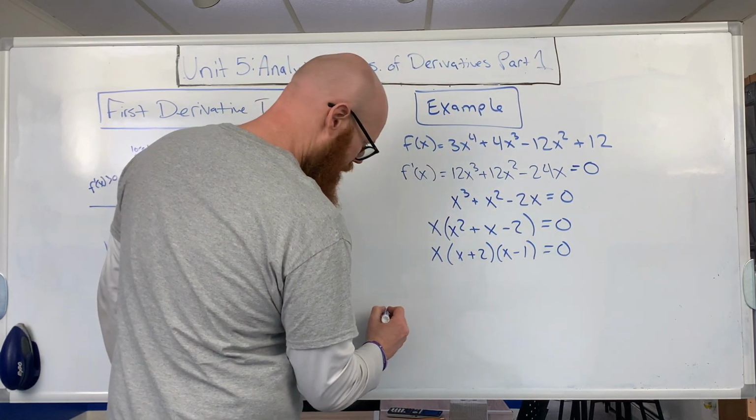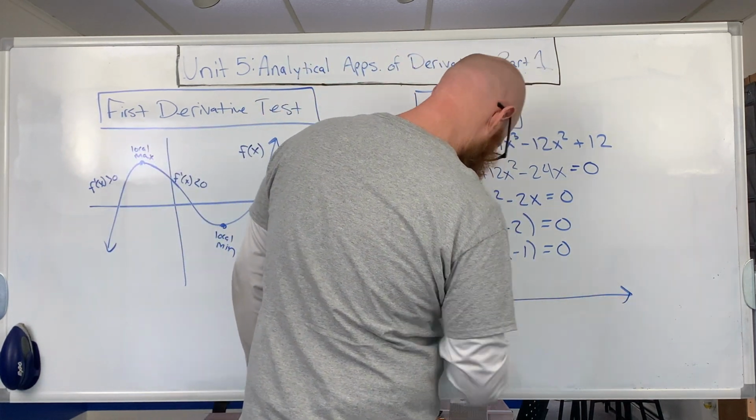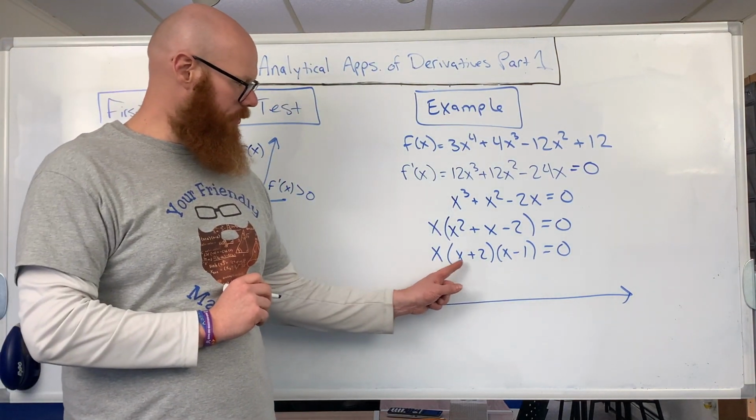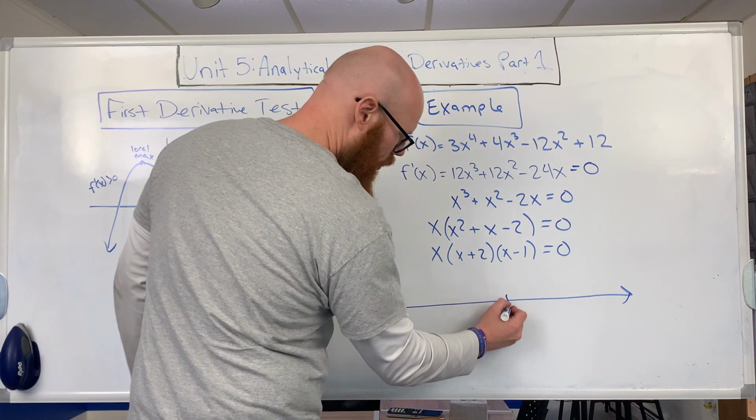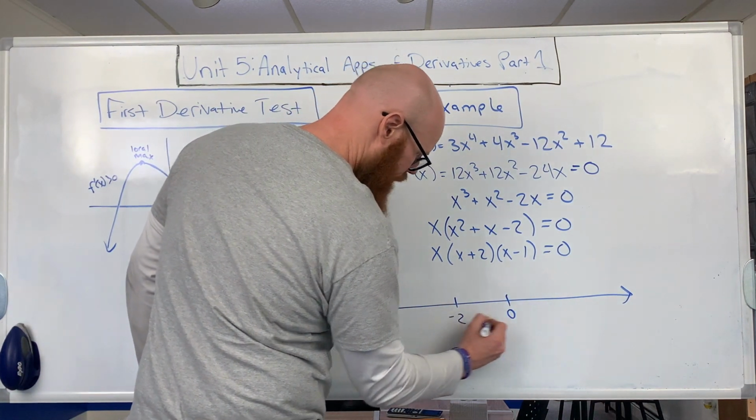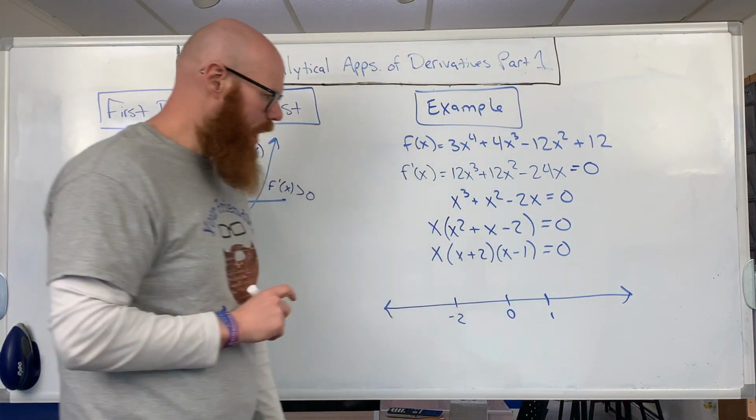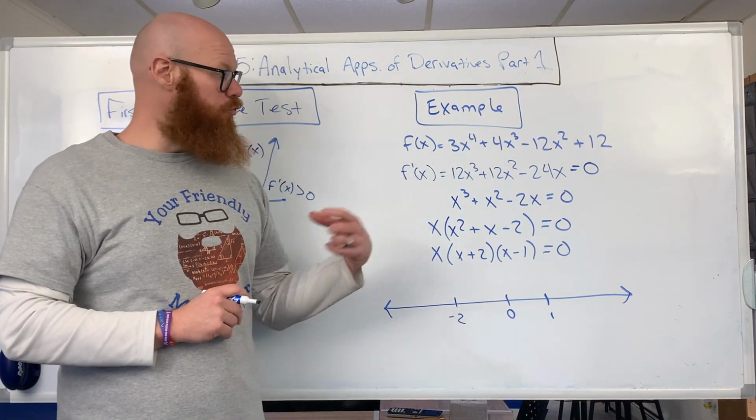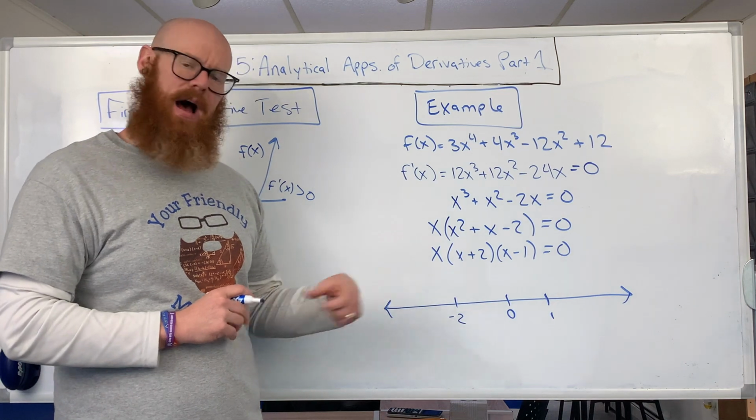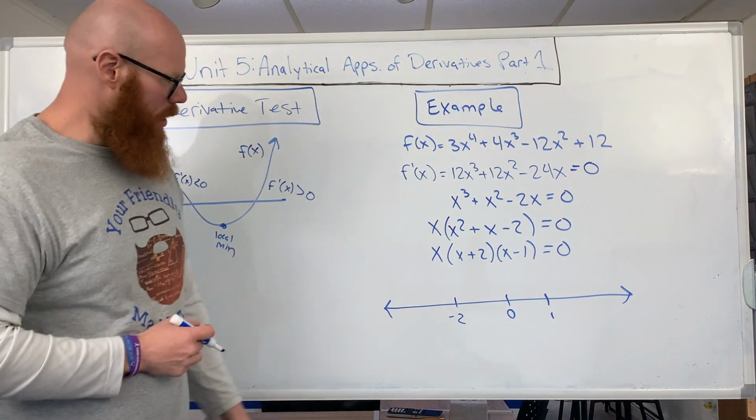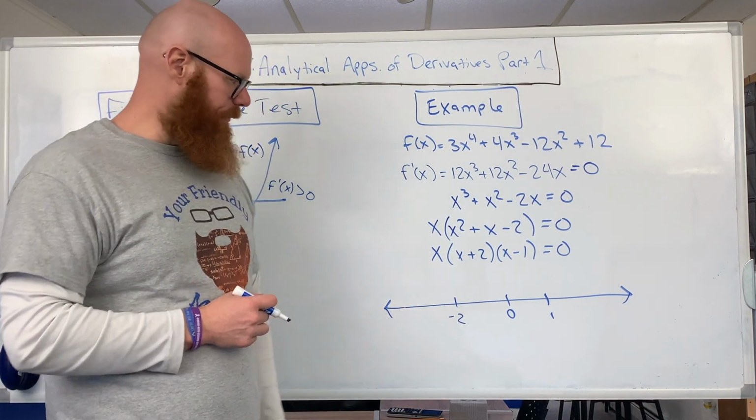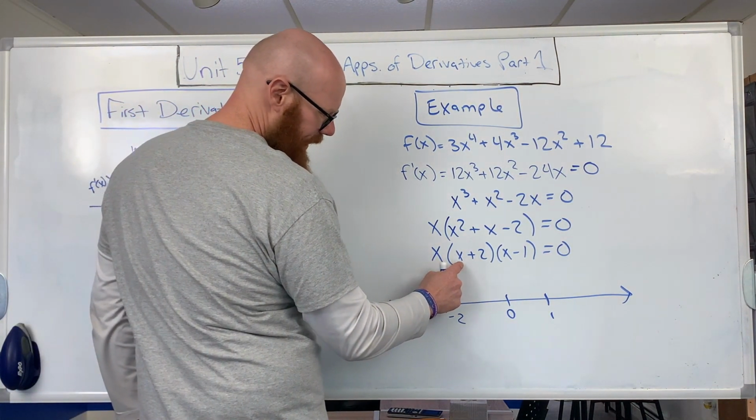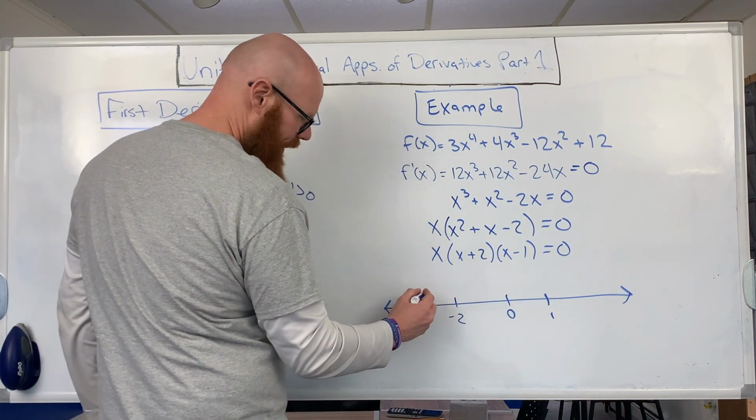So here's what I have. I'm going to make a number line and do a bit of a sign analysis. I have 3 critical numbers: 0, -2, and 1. I'm going to put them on the number line. And what I'm going to do is find out on the intervals whether the derivative is positive or negative. So let's pick a number to the left of -2, say -3. -3 is going to make this negative, and this negative, and 3 negatives make a negative.